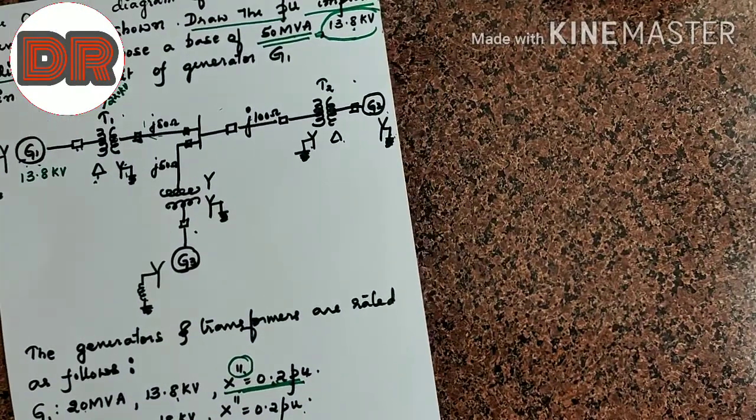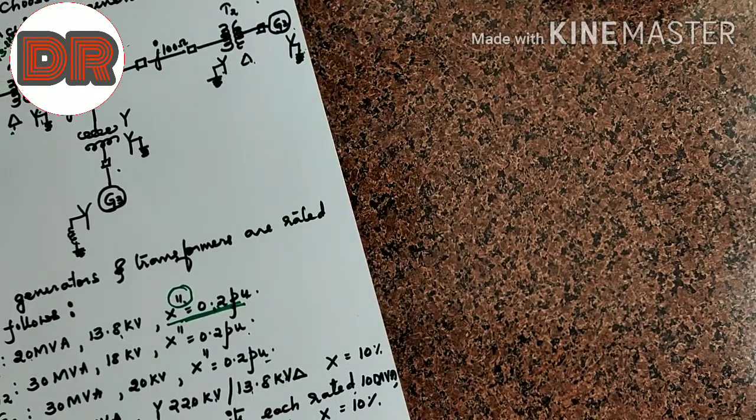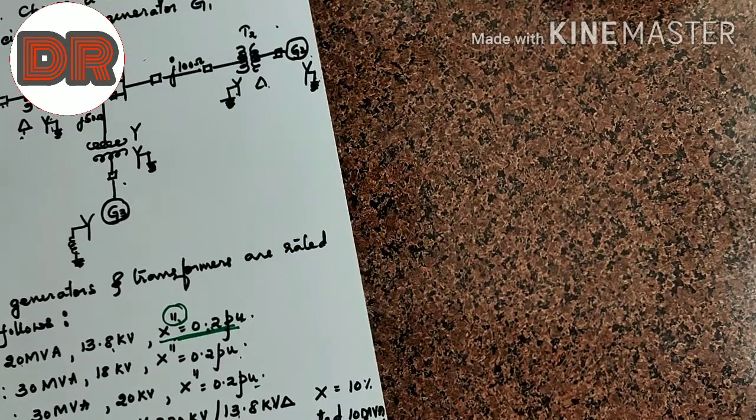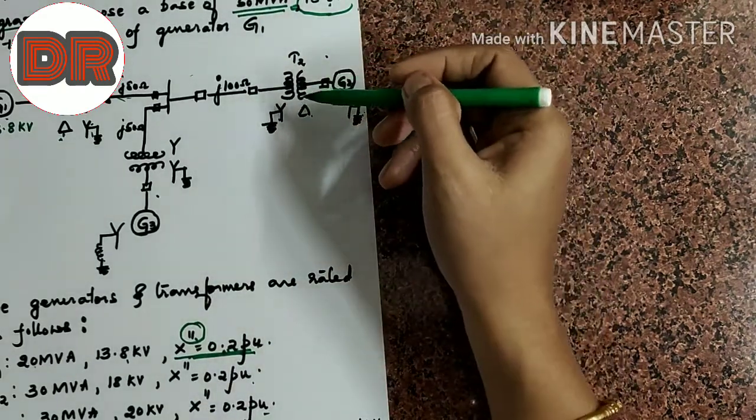T2, you see here, is not a single 3-phase transformer, it is a combination of 3 single phase transformers, each rated 10 MVA. So the combination will be 30 MVA, 10 into 3. And the voltage values are given, so it is 127 over 18 kV. Now which one is 127, which side is 18 kV?